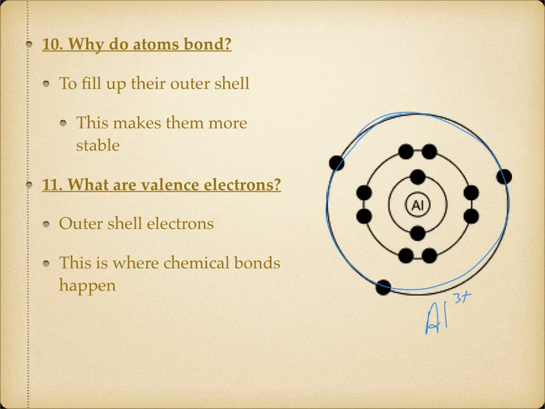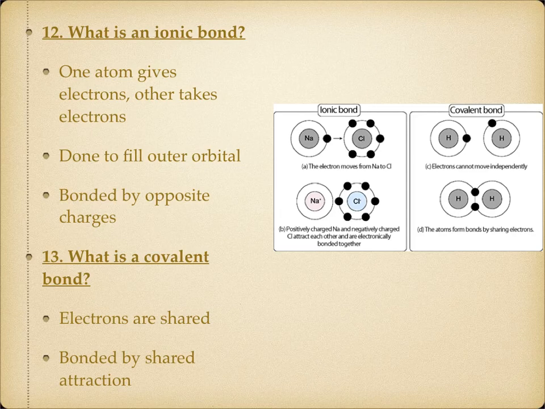Okay, atoms bond to become stable. That's why they form compounds, to be stable and make things where they're less reactive. And valence electrons are the electrons that are being transferred or shared during chemical bonds. Okay, so there are 2 types of bonds that we're going to talk about on this slide. First is an ionic bond. So what is an ionic bond?